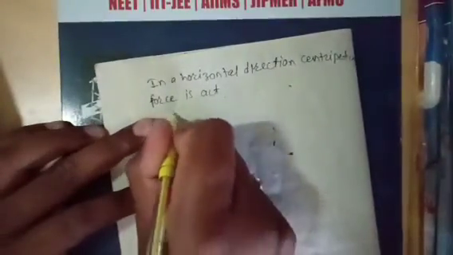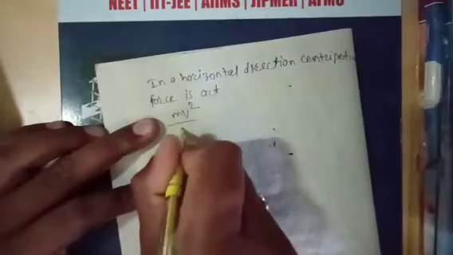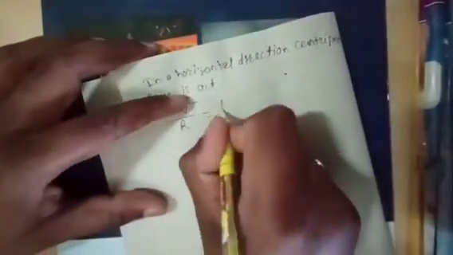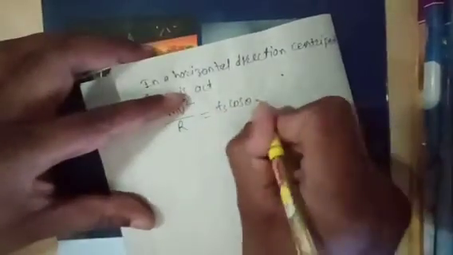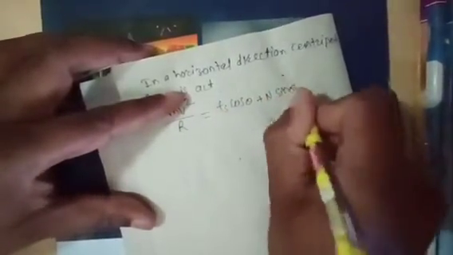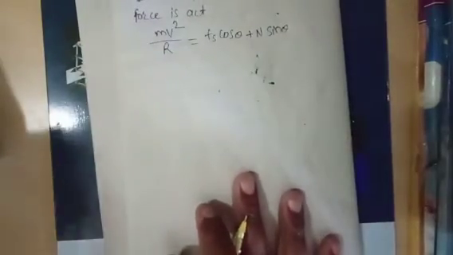Then we know that the centripetal force is mv square by r, which is equal to Fs cos theta plus N sin theta. Now this is equation 2. From before, equation 1 is N cos theta equals mg plus Fs sin theta, and equation 2 is mv square by r equals Fs cos theta plus N sin theta.